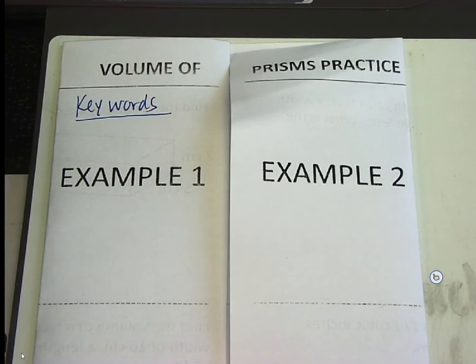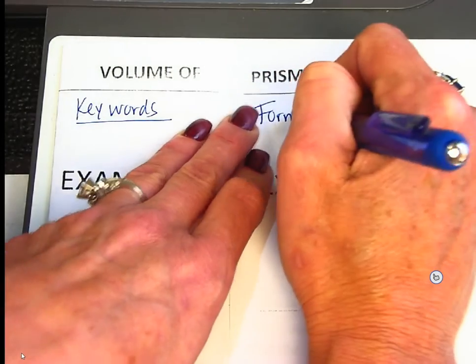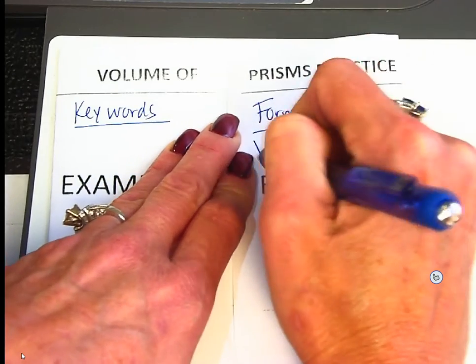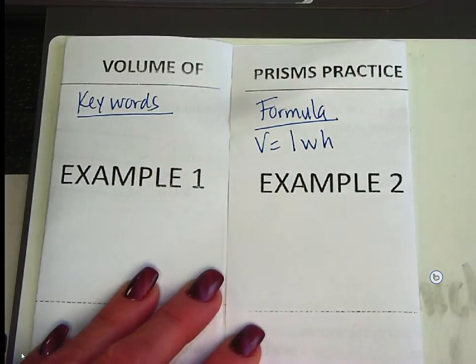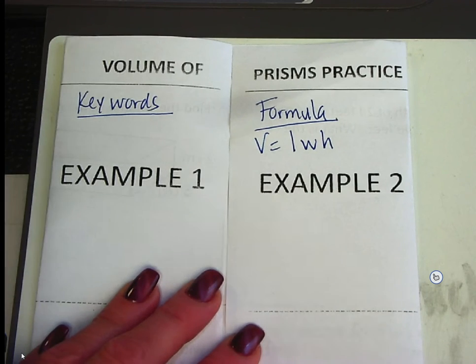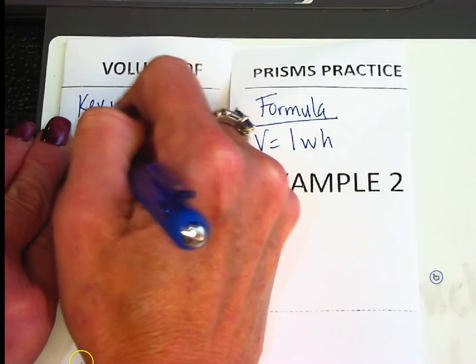Okay, Kayleen? That's the formula. So the formula for finding volume is equal to length times width times height. But how do I know that I need to find volume? What are some real life words that help us know that? Aaron? Okay, that word she used was fill.